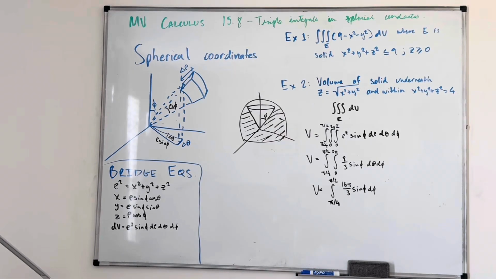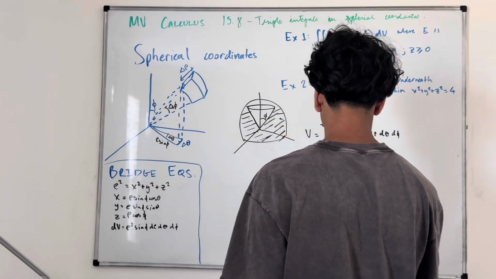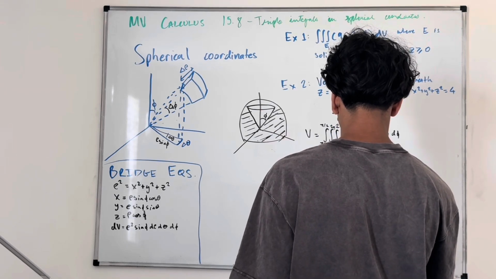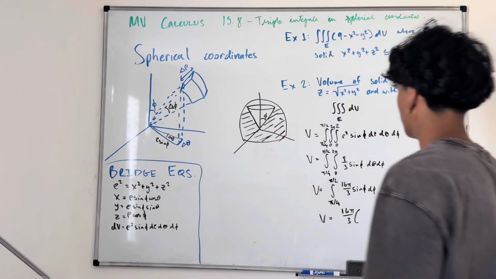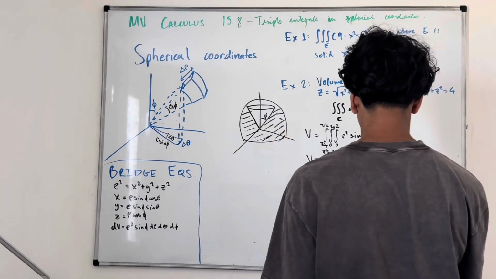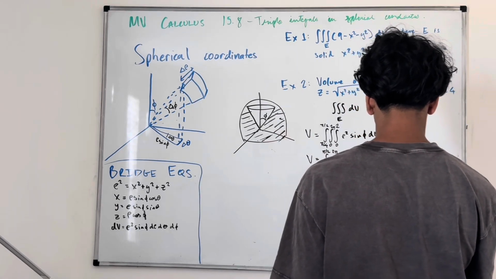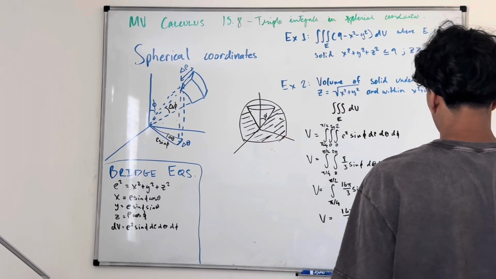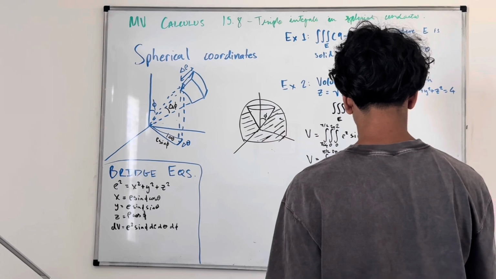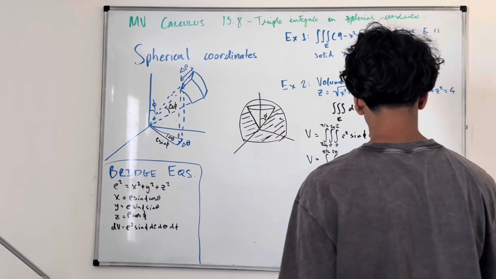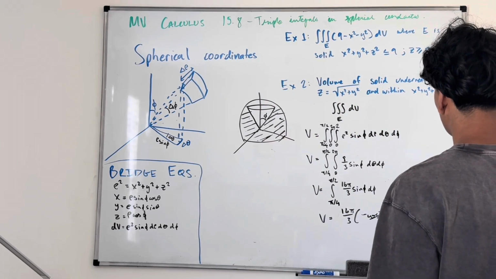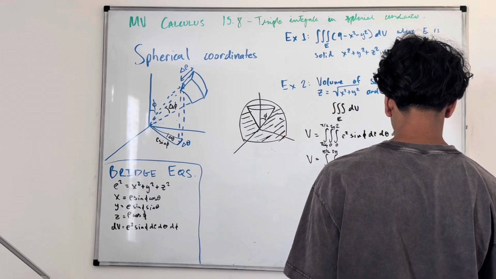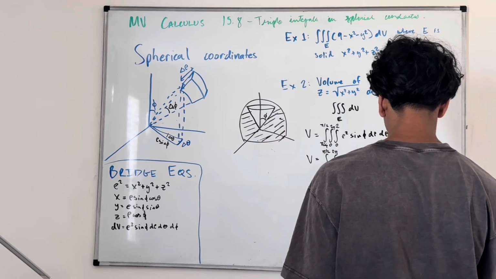Now, the antiderivative of this is negative cosine. So I get 16 pi over 3 times negative cosine pi over 2 minus negative cosine pi over 4. So this becomes positive, so I'm really adding, and cosine pi over 2 is 0, and cosine pi over 4 is root 2 over 2. So my final answer is the volume equals 8 root 2 pi over 3.